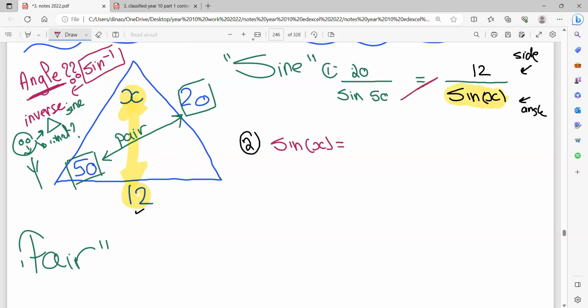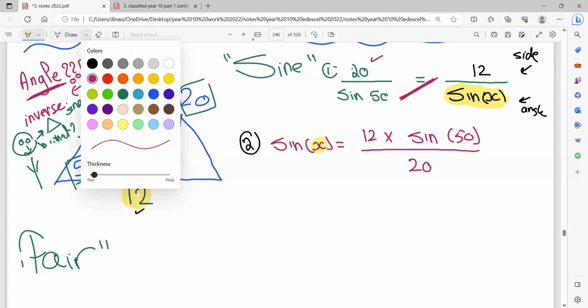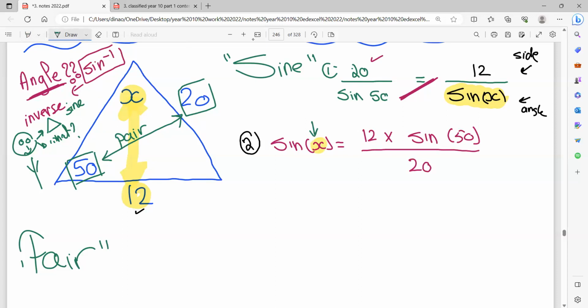Okay, فهنعمل دول times بعض. I will cross multiply عادي يعني. So 12 times sine 50, the two values opposite to each other multiplied, divided by the third item, which is 20. Now, the question is, am I required to calculate the sine of the angle? ولا I am required to calculate the angle itself? لا, I am required to calculate the angle itself.